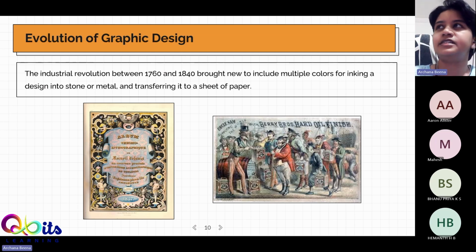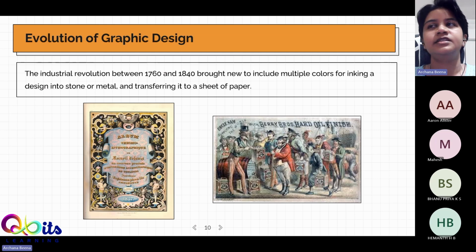And that is how you can see in these examples, resemblances of the graphic design posters that we see today as well. And these were the origins of it.